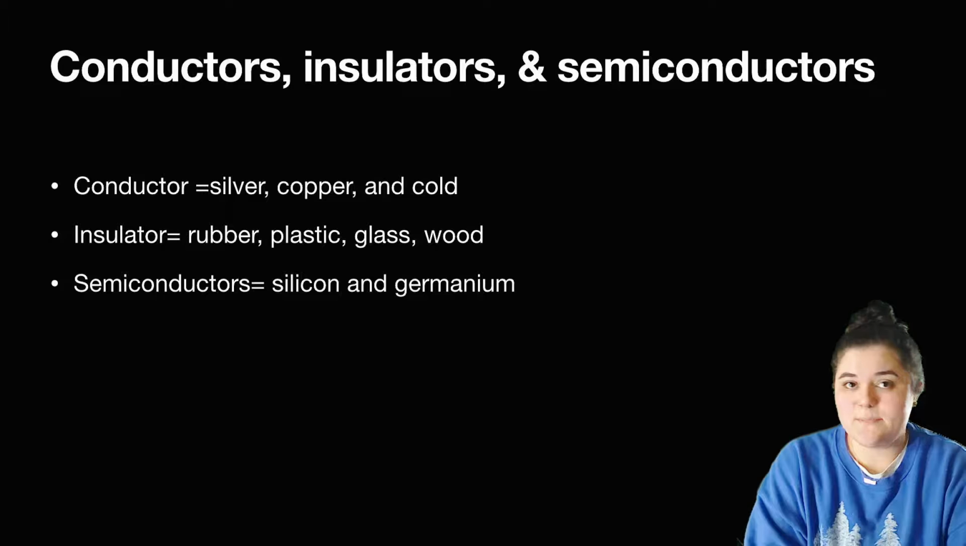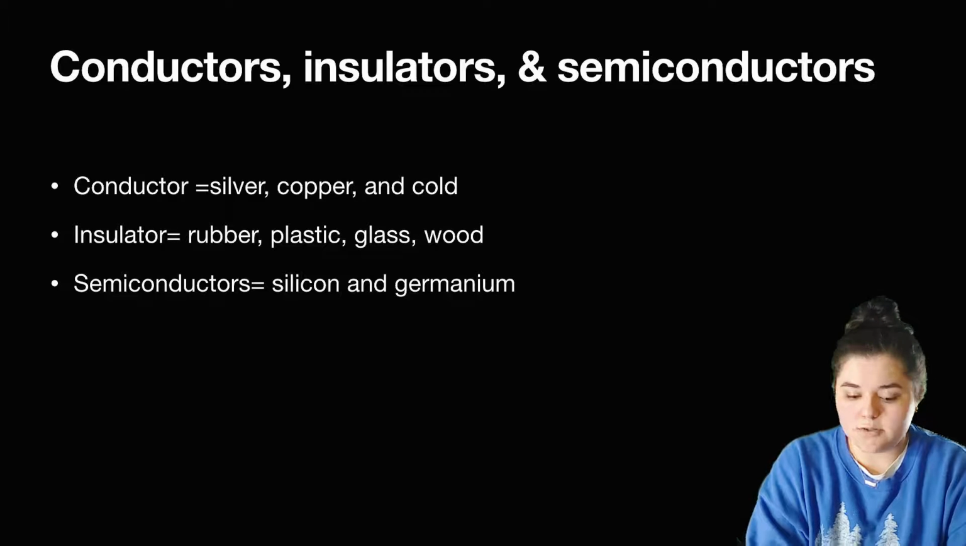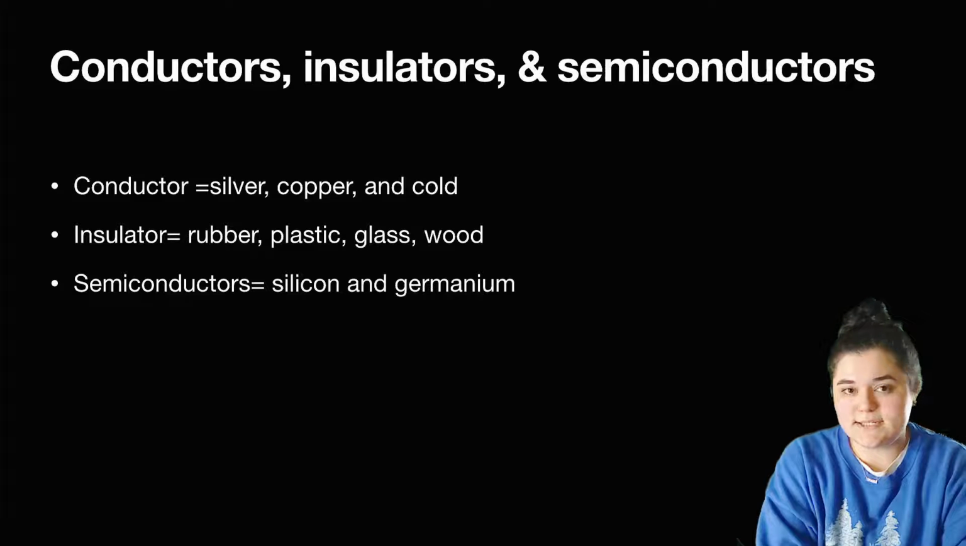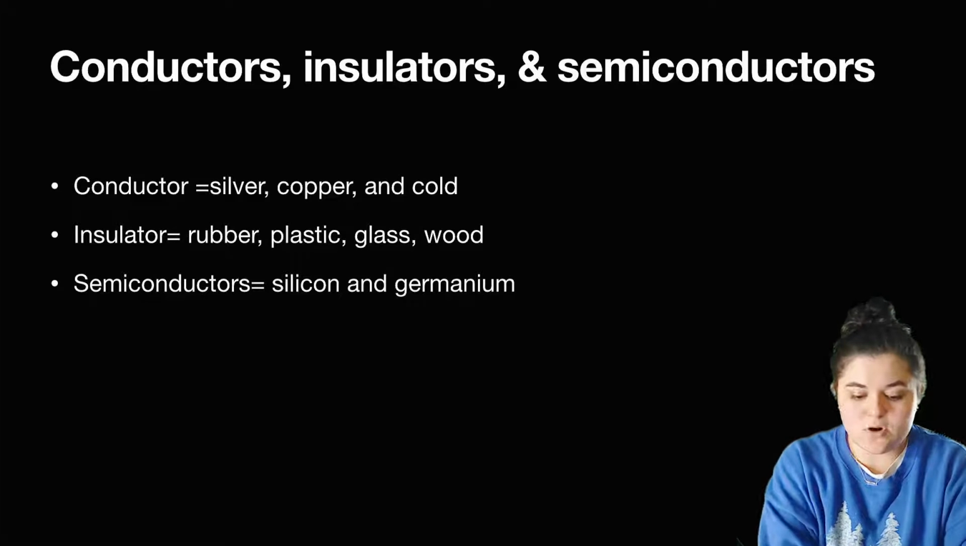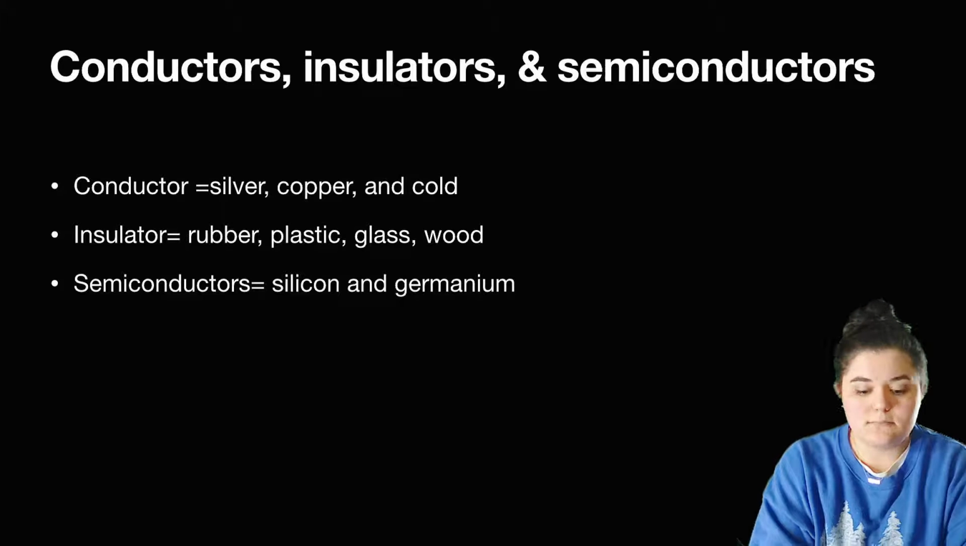Some examples of an insulator are going to be rubber, plastic, glass, and wood. Materials that contain 7 or 8 valence electrons are known as insulators. Insulators resist the flow of electricity. Electrons are held tightly because the shell is almost full with those 7 or 8 valence electrons. Whereas in conductors, those valence electrons are loosely held in their outer shell.